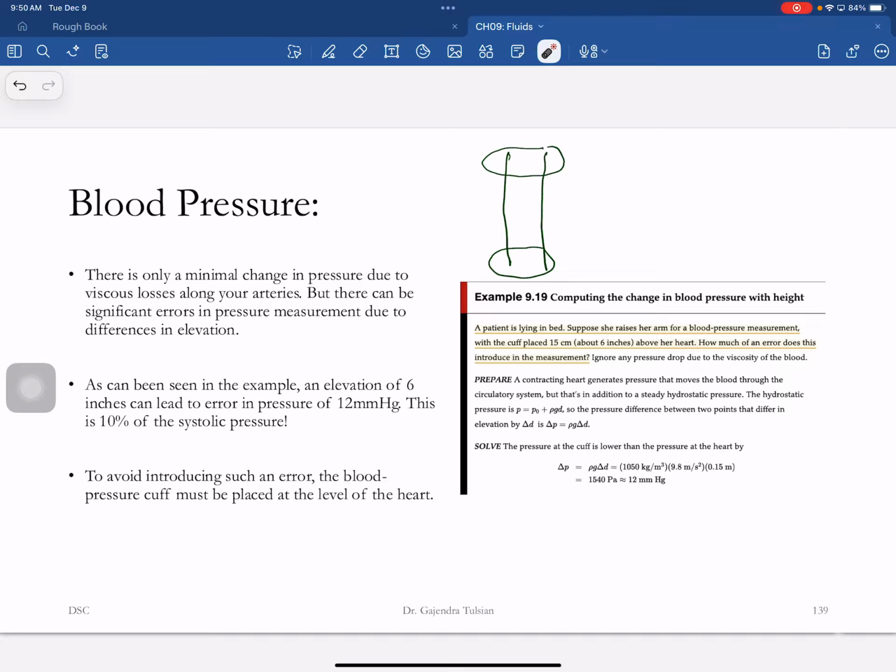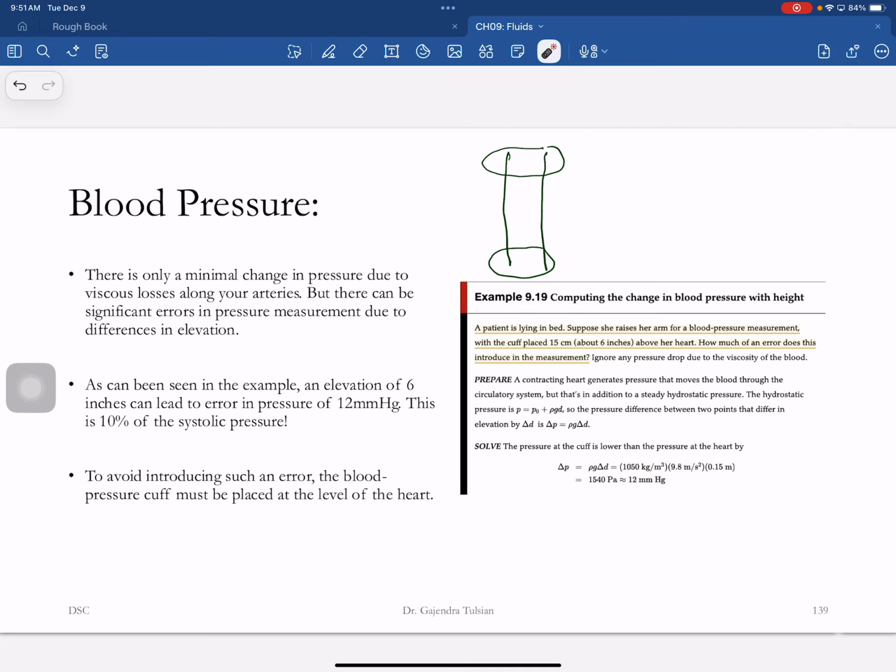So if you go to a doctor's office, you're standing and they measure the blood pressure, and they put the cuff not at the heart level but higher on the arm, 3 inches higher, the reading will be off by 6 millimeters. That's what that is saying. For every 6 inches in height, your blood pressure drops by 12 millimeters of mercury.